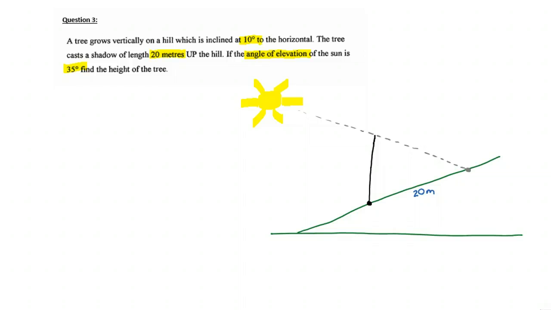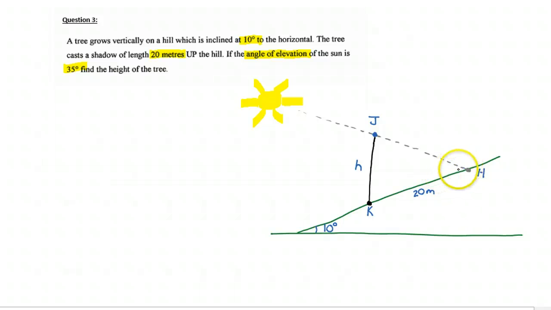Now the question comes, what do I need to solve for? We're interested in the height of the tree, so let's call this point H, and let's call this point J. Let's call this point K. We'll just give them names for our discussion. So let's fill in the rest of the information that I know. I know the hill has an angle of elevation of 10 degrees, and the sun has an angle of elevation of 35 degrees.